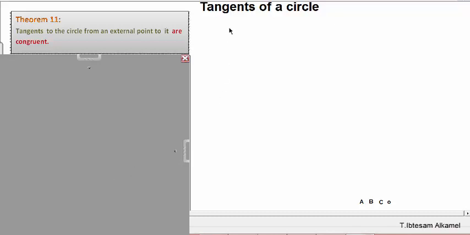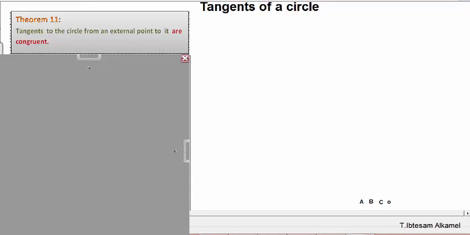In this lesson, we will continue the previous lesson, which is about the tangents of a circle. We will take the second theorem of this lesson: tangents to a circle from an external point are congruent. What is this theorem talking about?